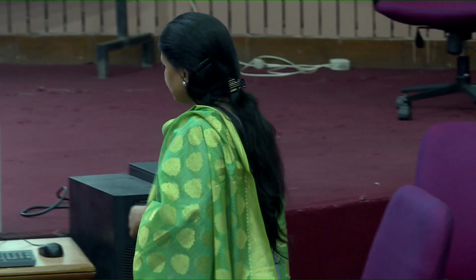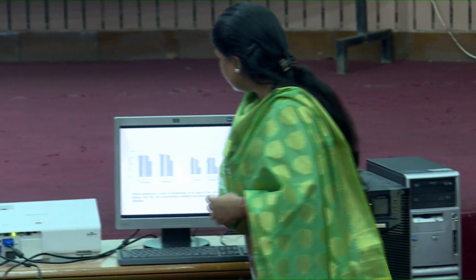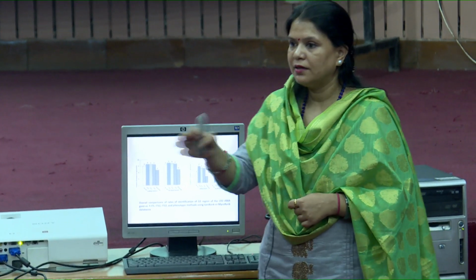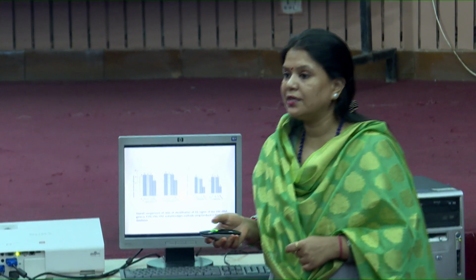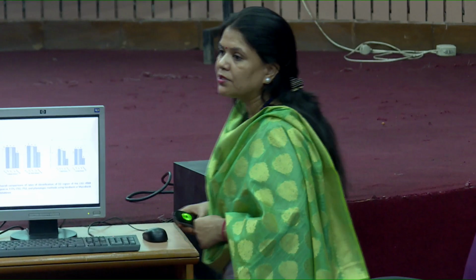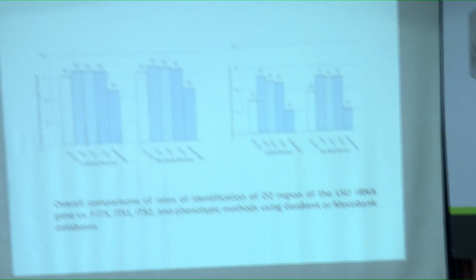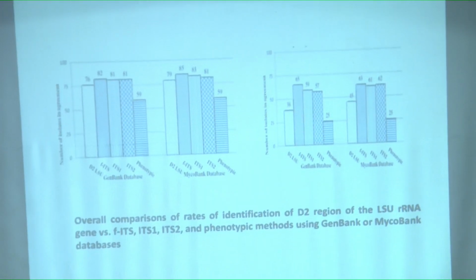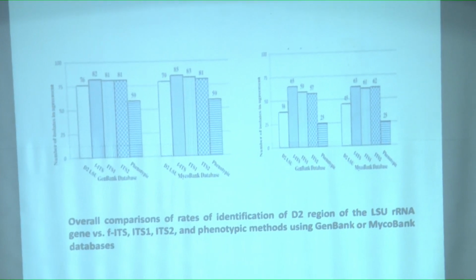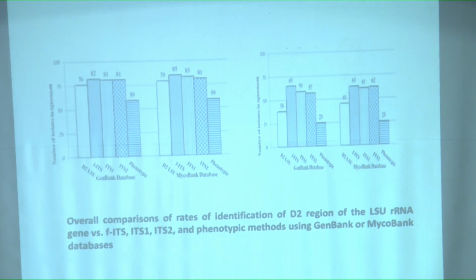This is an example of how marker-based detection helps the identification of the pathogen. Through phenotypic data only, you can identify 59% of the genus. Through this, in some cases with particular primers like ITS2, you can identify 81% of a particular genus.